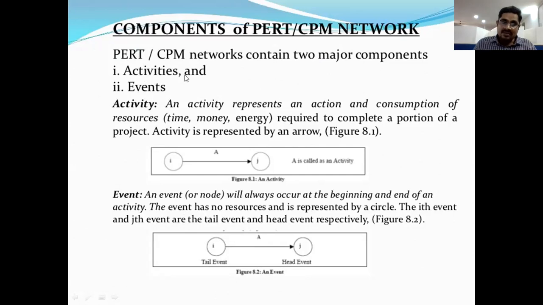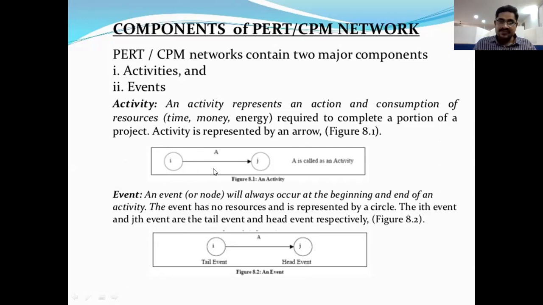So first of all, what is meant by activity? What is meant by event? This is the activity and this is the event. This circle form is called a node. Already I told you in the previous classes, this node is called an event. These arrows are called activities. So first of all, activities.